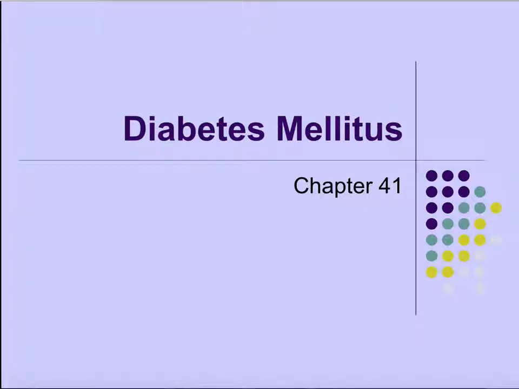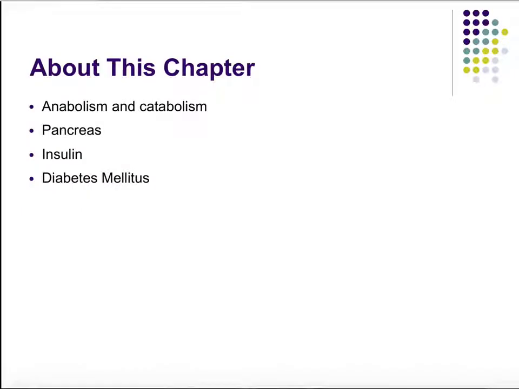Chapter 41, Diabetes Mellitus. In this chapter, we'll talk about anabolism and catabolism, and then we'll discuss the role of the pancreas in maintaining our body's homeostasis, specifically focusing on the hormone insulin and bringing diabetes mellitus into the conversation.